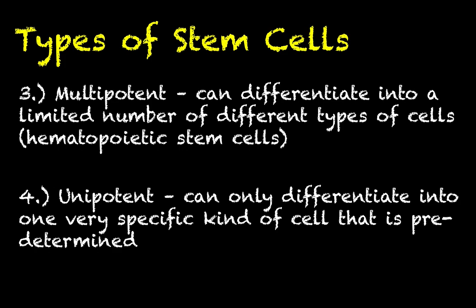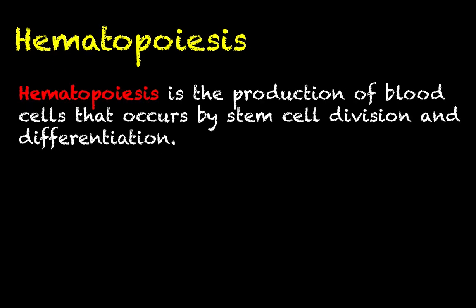And then unipotent stem cells have the least potential. These are stem cells that literally can only differentiate into one very specific kind of cell. Depending on what kind of stem cell you're talking about, this is very much predetermined. You'll often find unipotent stem cells embedded in the deeper layers of your skin. This is why when you cut yourself, these stem cells activate themselves and are able to regenerate the lost skin cells and epithelial cells, but that's all that they can do. They can't make other types of cells as well.